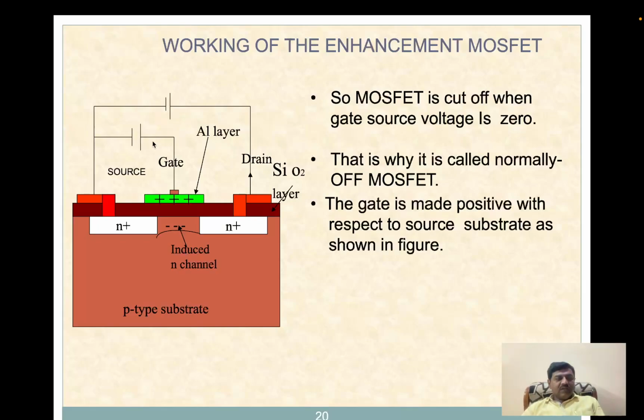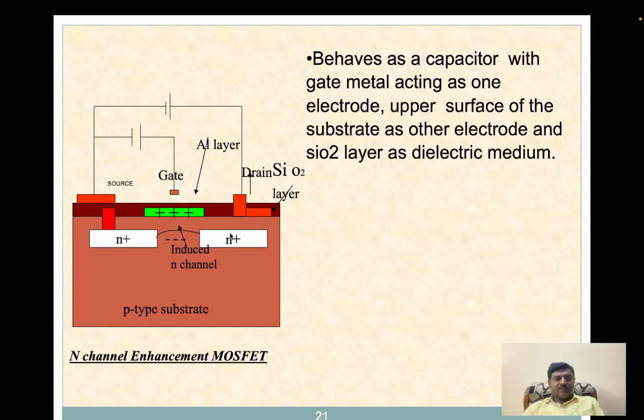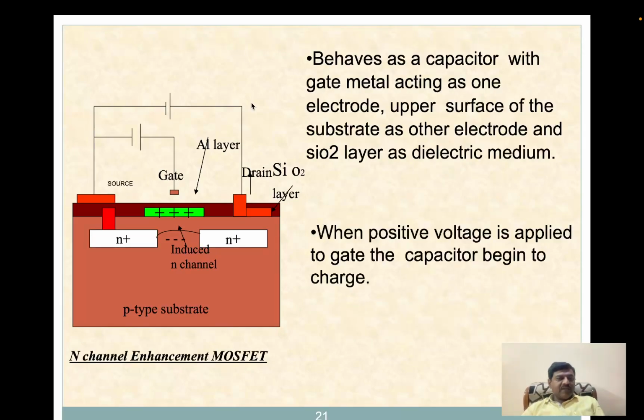Coming to here, the gate is made positive with respect to the source, which we are showing in the figure. A channel of electrons, which you can see here, is formed between the source and the drain region. This is the source and this is the drain, and you can see a channel of electrons formed between the source and the drain regions. Now it behaves like a capacitor with the gate metal. This gate acts as one of the electrodes, that is the upper surface, and the other electrode is the channel, with silicon dioxide as the dielectric medium.